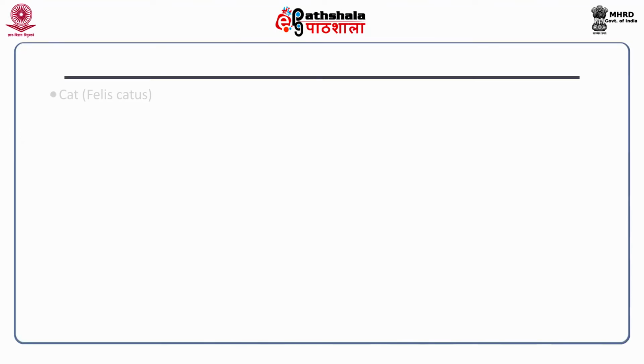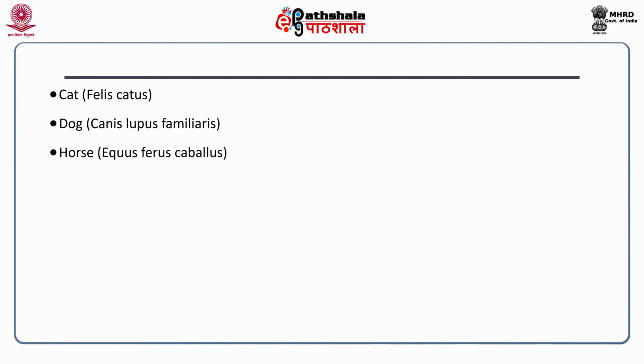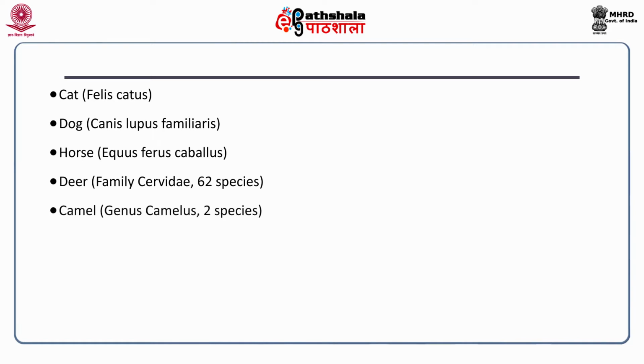As we can see, cat is of course a species, Felis catus, earlier named Felis domesticus. Dog is Canis lupus, of course one species. Horse is a species, Equus caballus. Deer is not a species, it's a family. There are 62 species in the deer. Camel has 2 species. Turtle is an order, Testudines, and it contains around 250 species. While lion is just one species, Panthera leo.